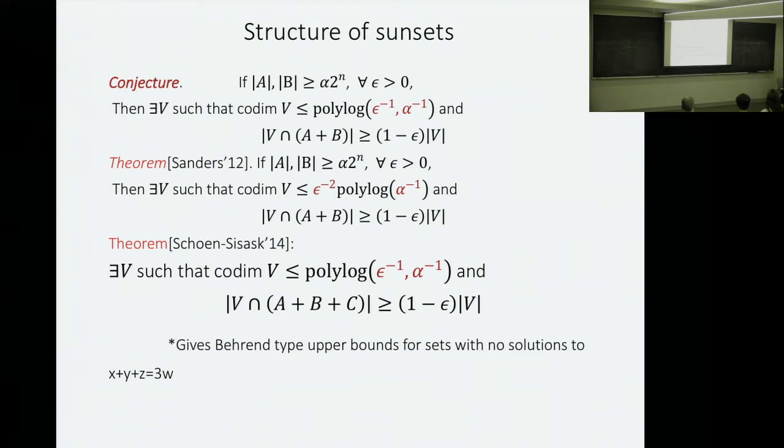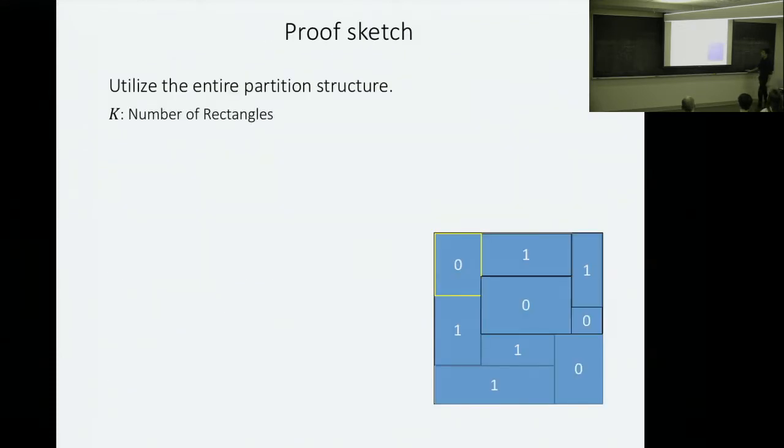Okay, but so we really cannot prove this conjecture. But we have something much stronger. We have a different setup. We not only have one subset, we have partitioned our space into all of these subsets. So we somehow want to utilize this entire partition structure instead of just focusing on a single subset.